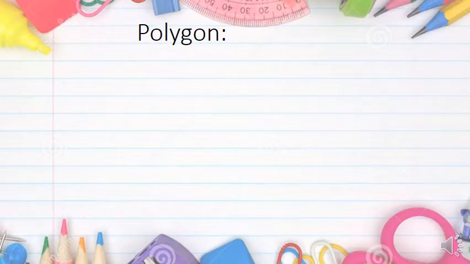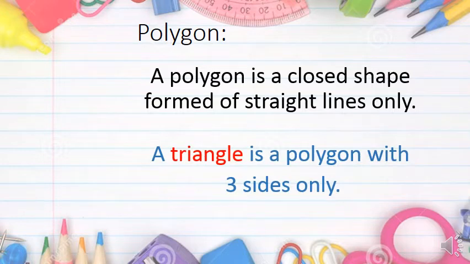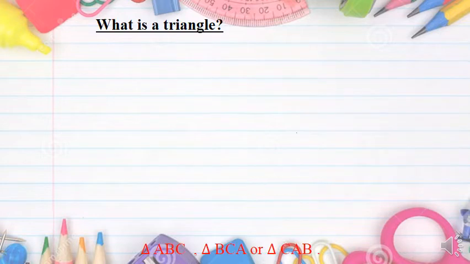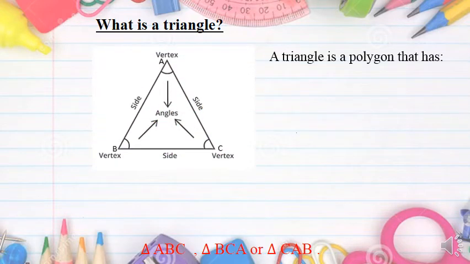What is a polygon? A polygon is a closed shape formed by straight lines. A triangle is a polygon with 3 sides only. So let's discover what is a triangle. This is a triangle. It has 3 sides as you can see, 3 vertices and 3 angles.